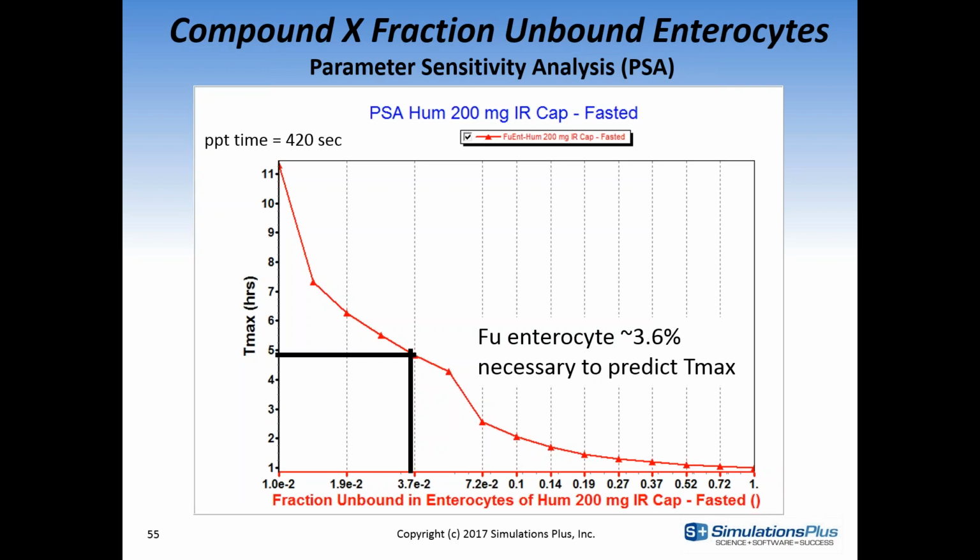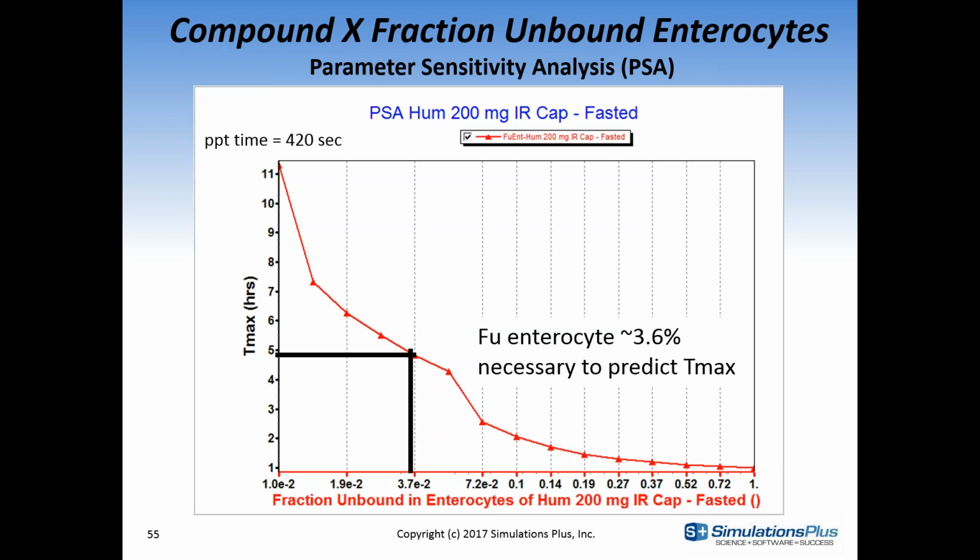So what we did is a parameter sensitivity analysis, looking at fraction unbound in enterocytes all the way from 0.01 to 1, which is 1% to 100% unbound in the enterocytes. And we tried to look at what the likely FU enterocyte value would be that's needed to predict the Tmaxes in these studies. And we see about 3.6% FU enterocytes.